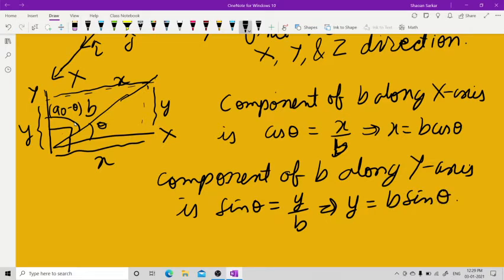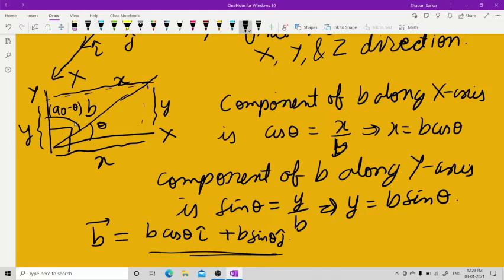So you have two components of the same vector along the x, along the y. Now this vector b can be written as b cos theta i cap plus b sine theta j cap. Have you understood why this b has got two directions? Because it can be resolved in two directions, in this direction as well as in the y direction. Now what was the use of this component?